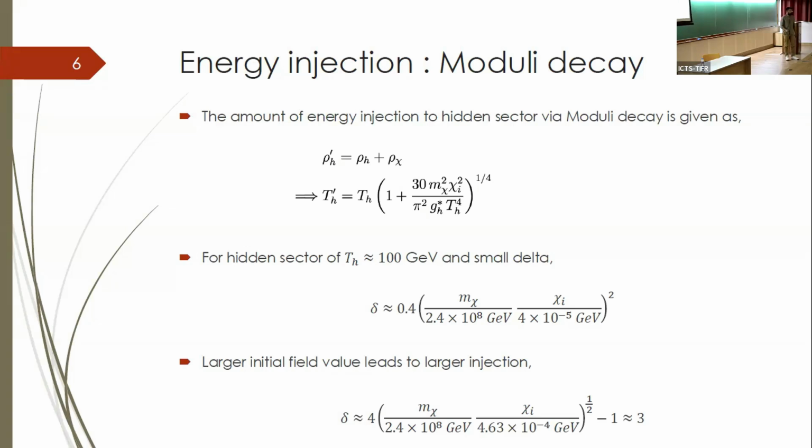As an example, suppose the hidden sector temperature scale is roughly 100 GeV. Then for m_chi of 10^8 GeV and an initial field value of 10^-5 GeV, the delta value you can get is around 0.4. Similarly, if you have a larger chi value, say 10^-4 GeV, then the delta will be of order 3. So this is one example of how you can get some energy injection in the early universe.